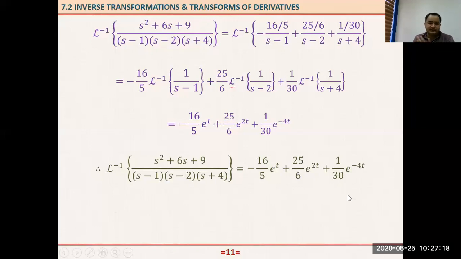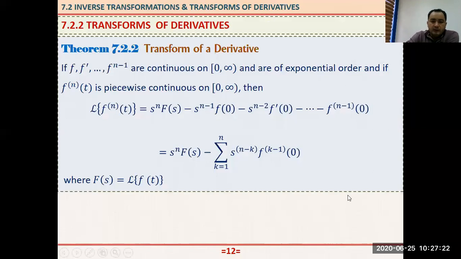Okay, that's it. As you see, it's quite easy, not so complicated. Now we will talk about the transform of a derivative. That's also an interesting thing.